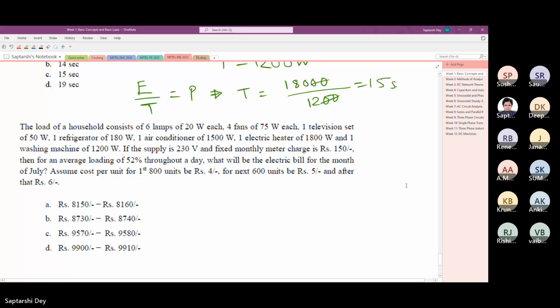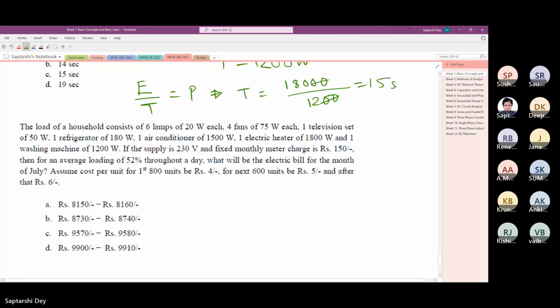Okay. Can you solve this or you want me to solve this? Quickly, tell me. Have you read the question? Okay, let us solve this.